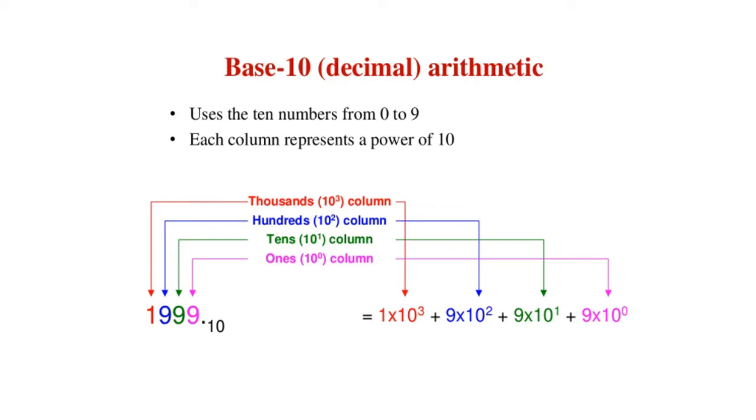So the values will become here: 1 into 10 to the power of 3 plus 9 into 10 to the power of 2 plus 9 into 10 to the power of 1 plus 9 into 10 to the power of 0. So this will be the base 10 decimal arithmetic representation.